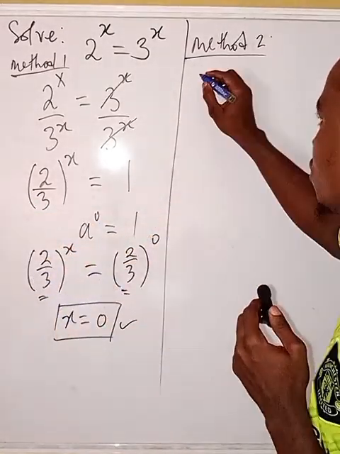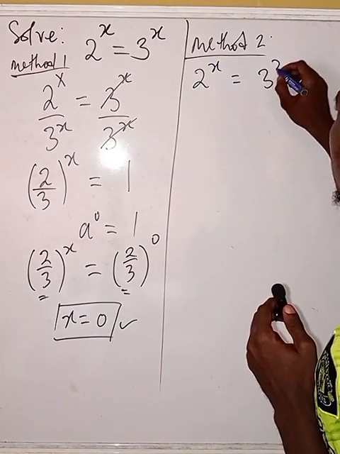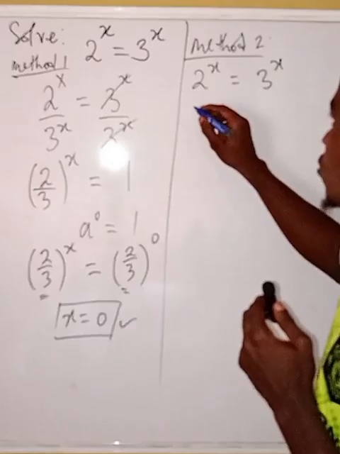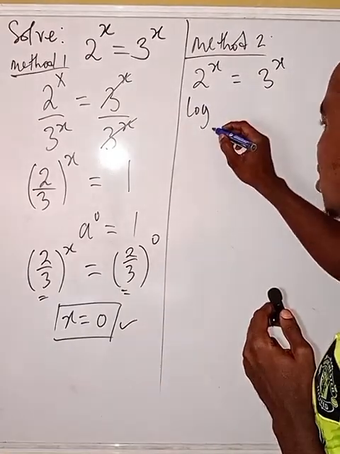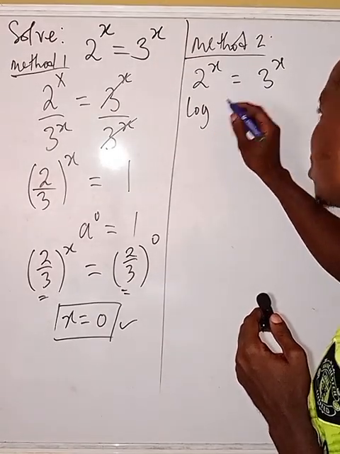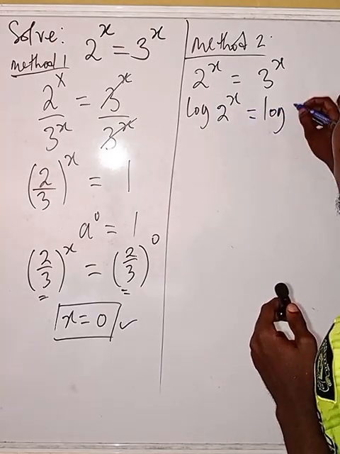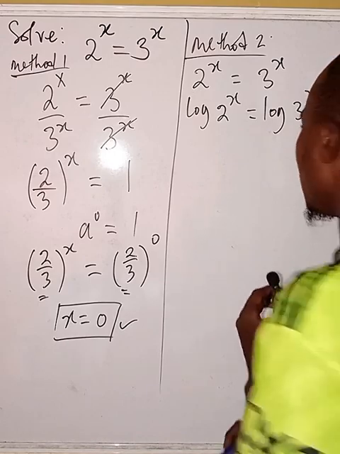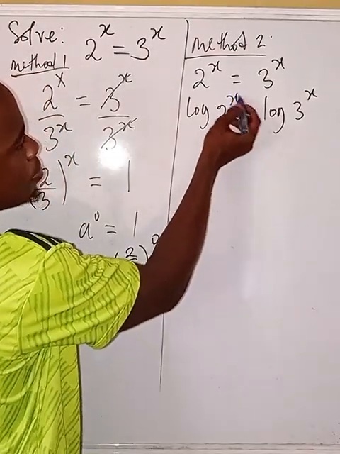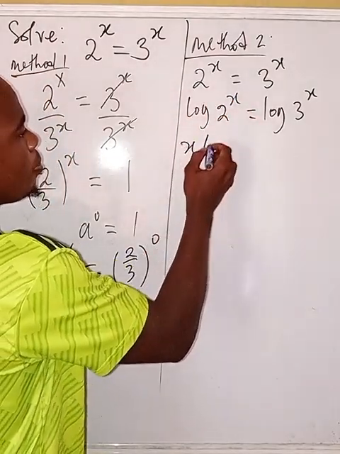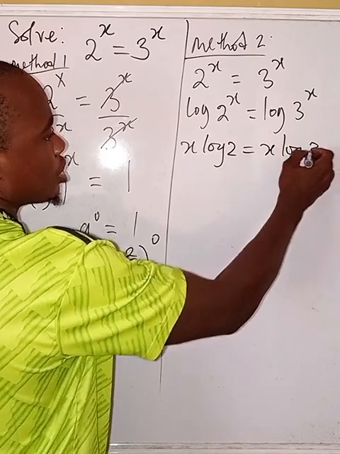We are going to deviate to logarithm. So when you have 2 to the power of x equals 3 to the power of x, we are going to introduce log. It can be any type of log, but let's use base 10. So that's going to be log 2 to the power of x equals log 3 to the power of x. Now, from here, the power will come down and multiply the logarithm. The same thing here, x will multiply the logarithm.